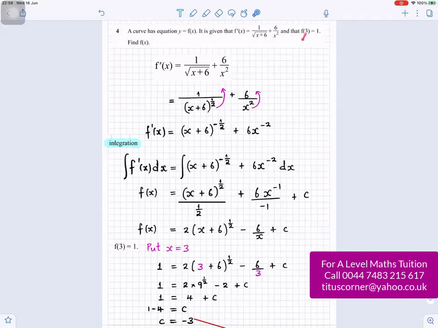Now they told us that f of 3 is equal to 1. Since we have got f of x, f of 3 means we put 3 for x. So put x is 3, and that will give us 1. So f of x is 1, and x is 3. So have 1 equals 2 times (3 plus 6) to the power half minus 6 over 3 plus c. Solving that, 3 plus 6 is 9. 9 to the power half is 3. And then you have 6 divided by 3 is 2. And when you solve it, you will get c to be minus 3.